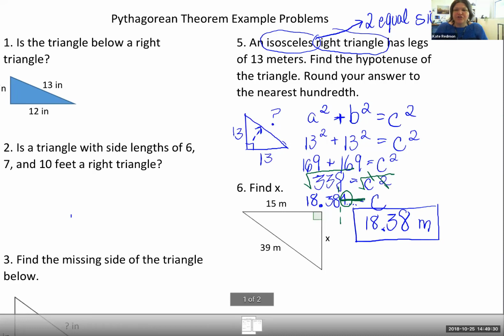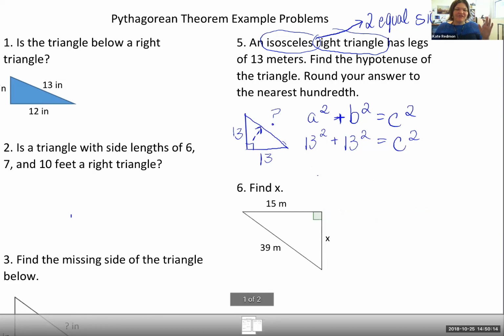It will be measured in plain old linear measurements. So number 6, very brief. A mathematician must have written this one.